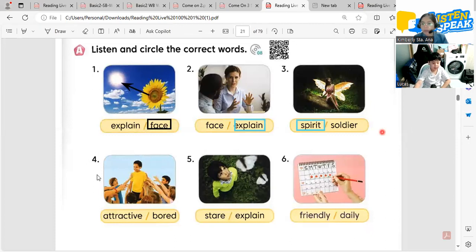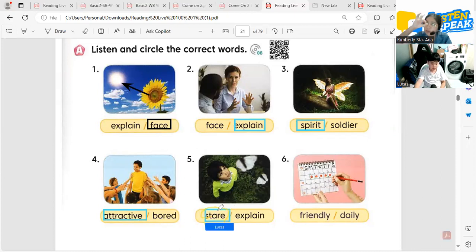How about number four? It is attractive. One more time, let's say attractive. Attractive. Nice. Attractive means a lot of people like him. Yes, he's really attractive. A lot of people like him. Now let's have number five.